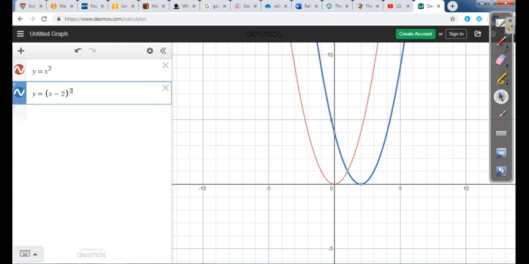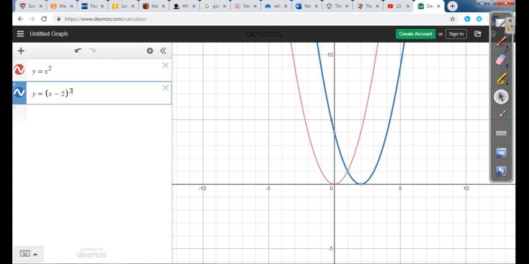Okay, what happened from the red, eyes on the board please. What happened from the red graph to the blue graph? What do you see happen? Moved to the right, how many units? 2. What's my vertex now for the blue one? 2, 0. Okay, where do you think that 2 is coming from? The -2 that's right here. But why is it 2? I'll explain that in a second.